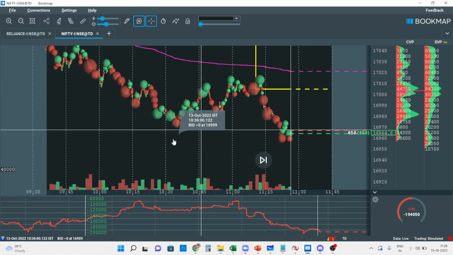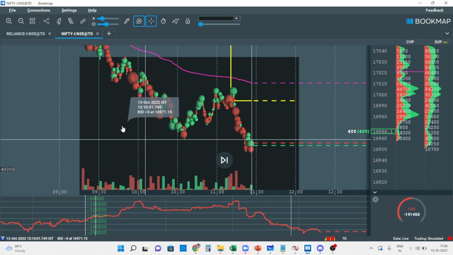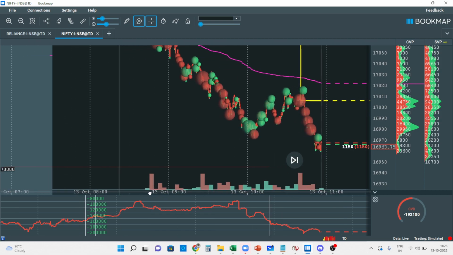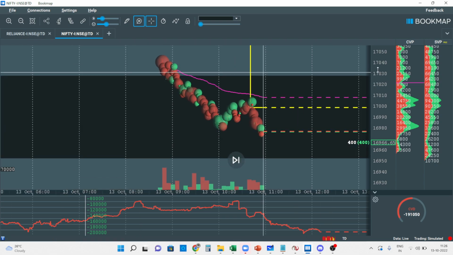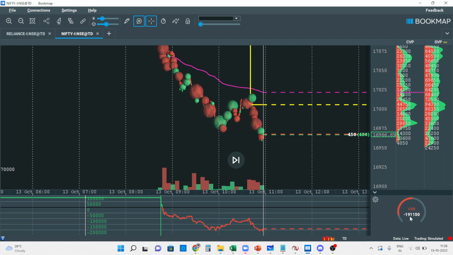Let me zoom it out. Let me try to bring the complete activity. You could see that the delta activity keeps on increasing. In the morning it started with some 3,000, 4,000 lots in the first 10 minutes, and then the CVD has continuously been increasing, meaning increasing on the negative side.